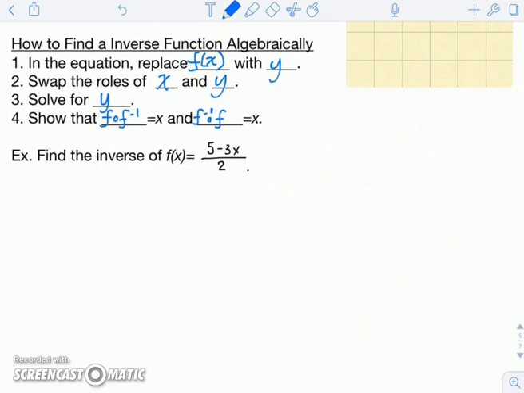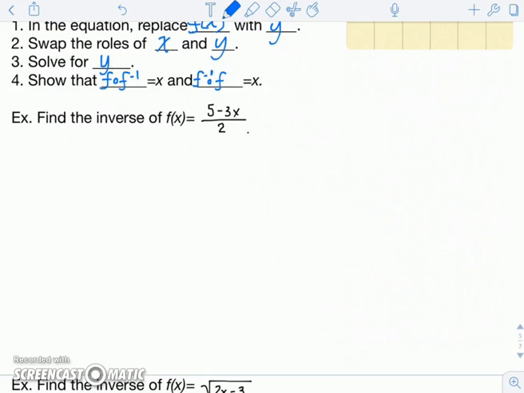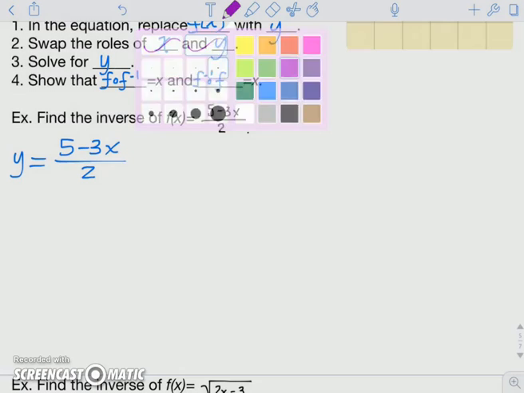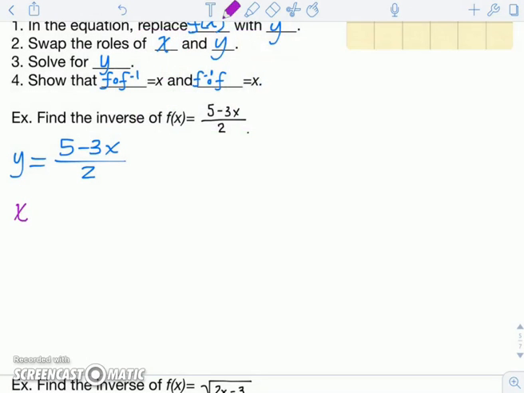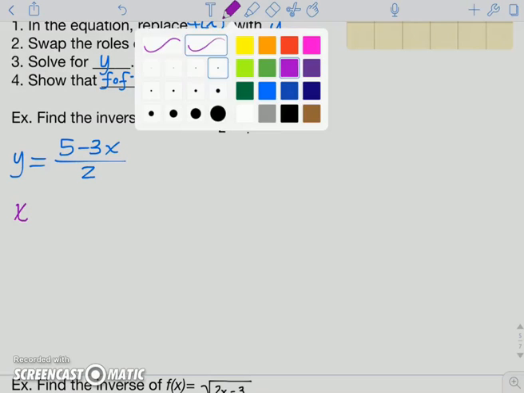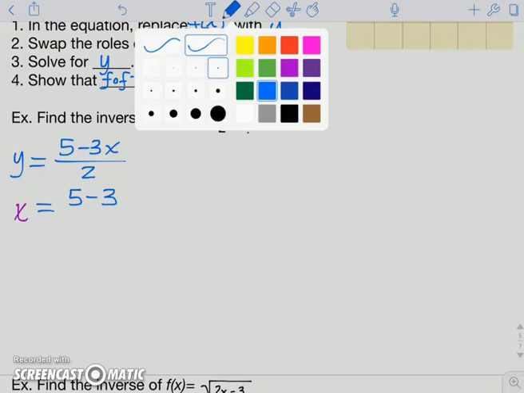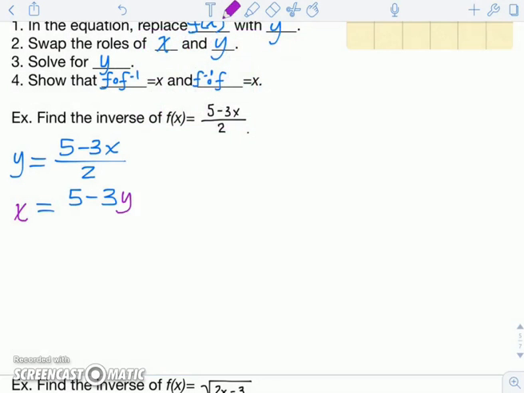So here's an example. If they give us this function f of x equals (5 minus 3x) divided by 2, my first step is to replace f of x with a y. So I have y is equal to (5 minus 3x) over 2. Next up, I'm going to swap the x and y. So instead of writing an x here, I write a y. The rest of my equation stays the same, x equals (5 minus 3y), all over 2.